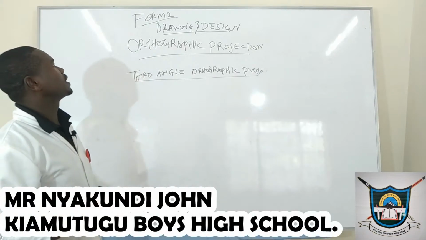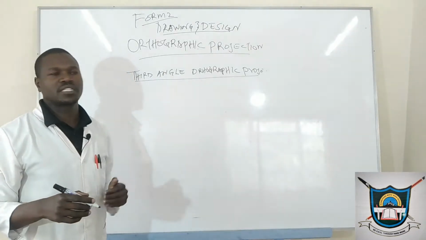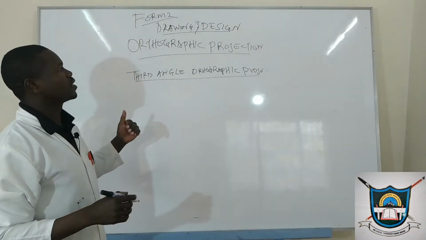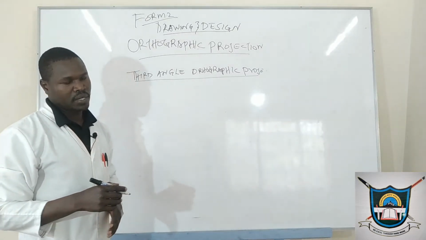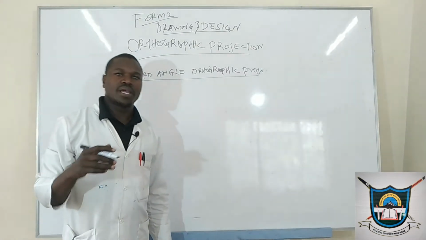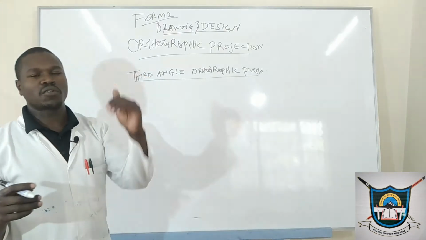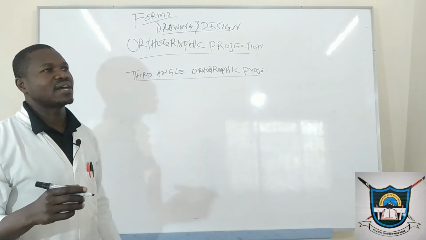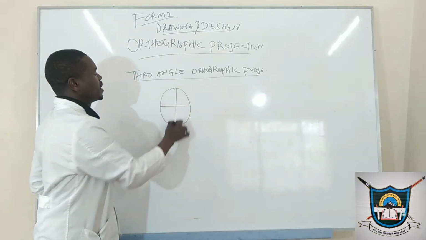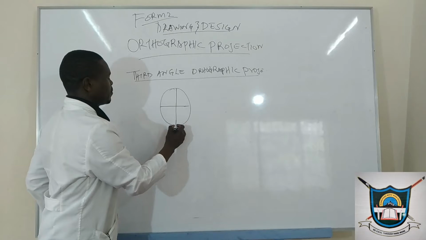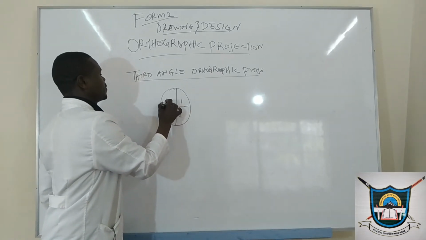Good morning, students. This is a continuation of the previous lesson, where we were talking about orthographic projection, first angle. Now we are moving to the second type of orthographic projection, known as third angle. Remember, previously we said that when we draw such a picture, this is the first, second, third, and fourth.